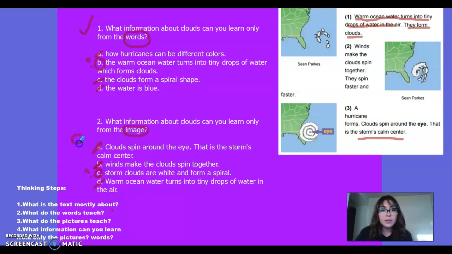C is the correct answer for question 2, and B is the correct answer for question 1. I got those right because I was able to use my thinking steps to figure out the correct answer. When you do your exit ticket, remember to use your thinking steps. And remember, is the question just asking you to find information in the words or just the picture?